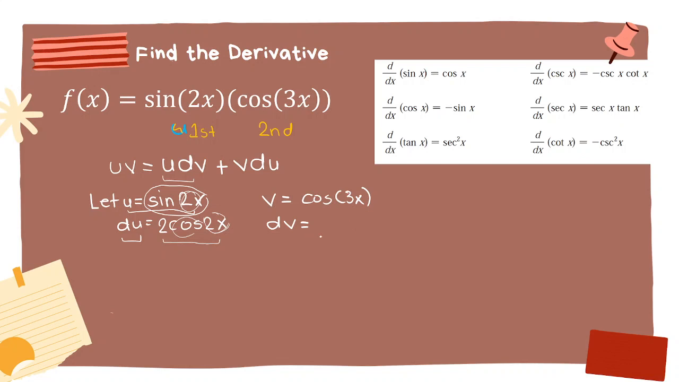O, punta tayo dito sa cosine 3x. Anong derivative niyan? Mentally. 3, negative sign. Anong nasa loob? Copy mo lang 3x. Dali lang, di ba? So, we're going to solve this one using the product rule.